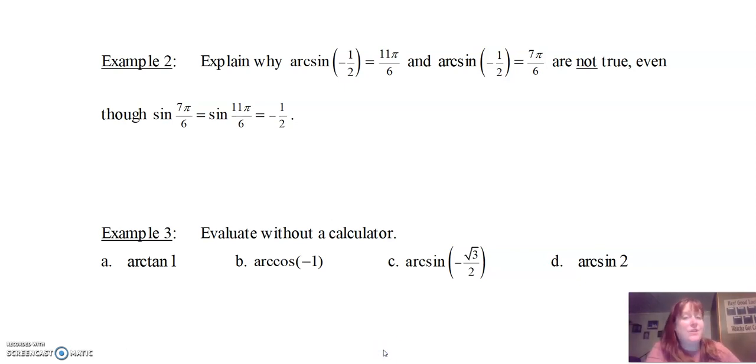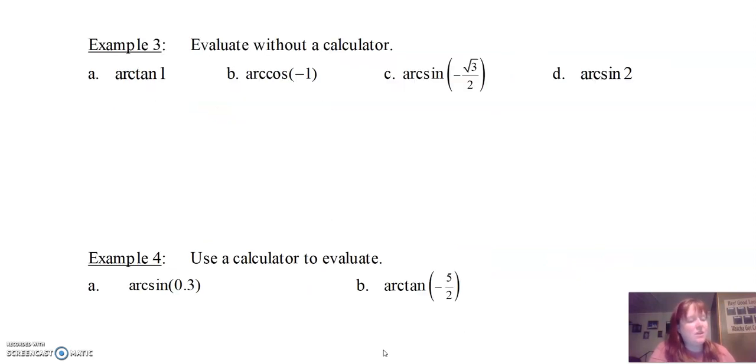So we already explained in the last video why arc sine of -1/2 is not 11 pi over 6 or 7 pi over 6. Just remember, those aren't in the range of arc sine. It can't output values that are not between negative pi over 2 and pi over 2. Those are the only outputs that it can have. Okay, so we're going to evaluate these without a calculator.